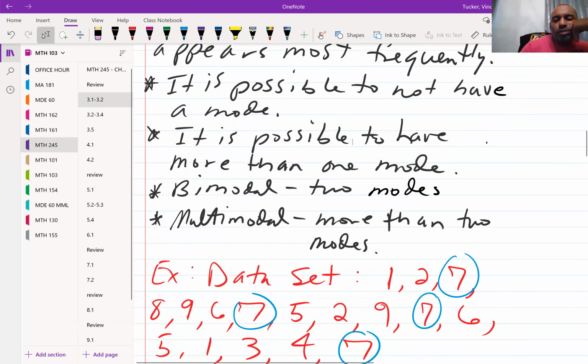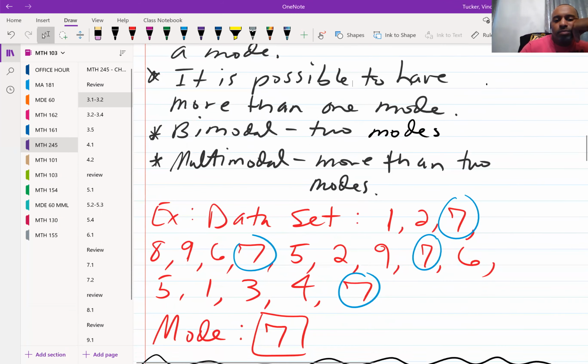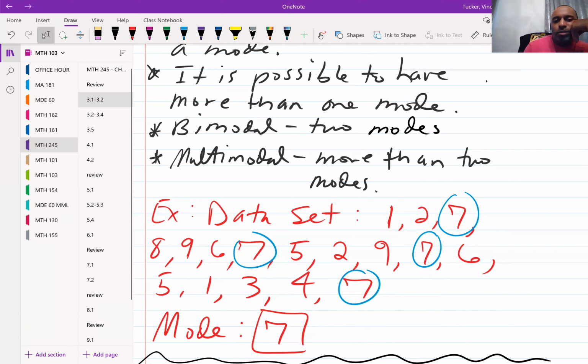Here's just an example of the mode, finding the mode. So if my data set was 1, 2, 7, 8, 9, 6, 7, 5, 2, 9, 7, 6, 5, 1, 3, 4, 7, the data value that appears the most is the number 7. So that will be my mode.